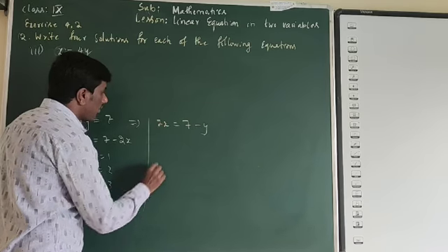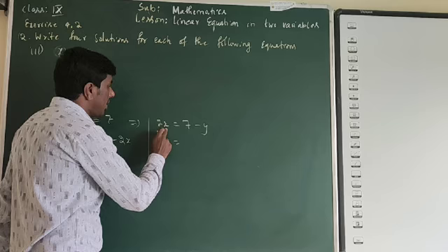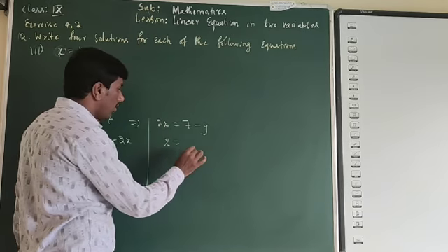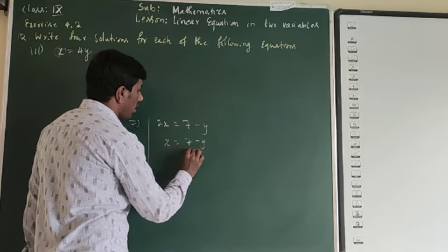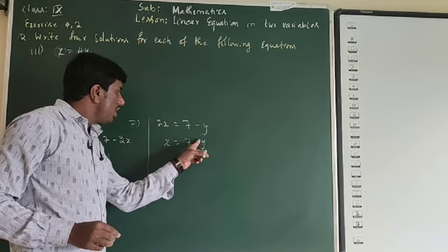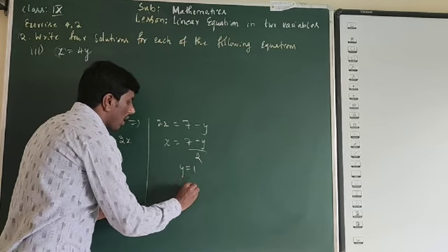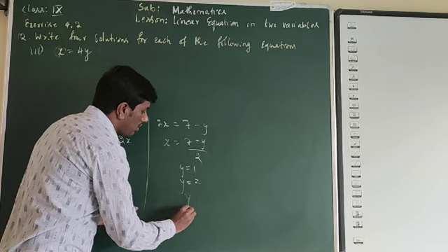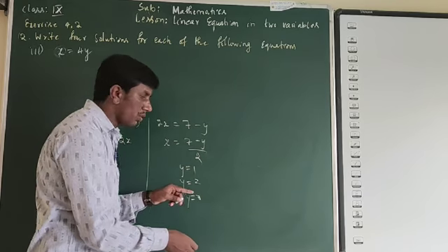Now simplify in terms of x. So 2 is multiplied here. If you send it to the other side, it will get divided, right? So x = (7 - y)/2. Now keep on changing the y value: y is equal to 1, y is equal to 2, y is equal to 3, y is equal to 4.